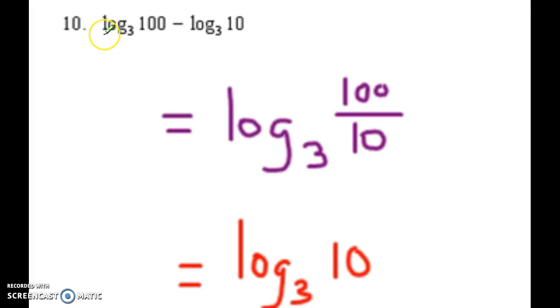In problem number 10, I am subtracting. So if I was subtracting and I had the same bases, that means I would divide. So I have log base 3, I have 100 divided by 10. That's how I got log base 3 of 10.